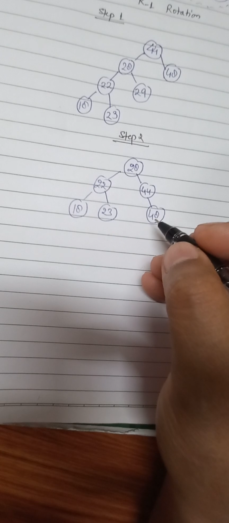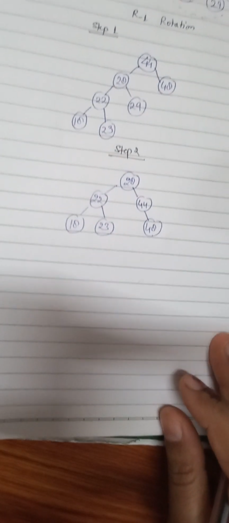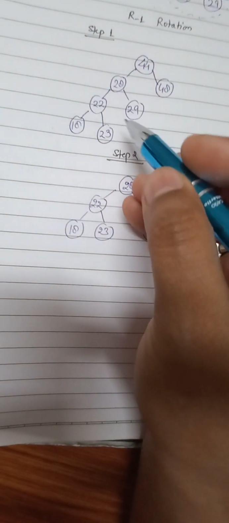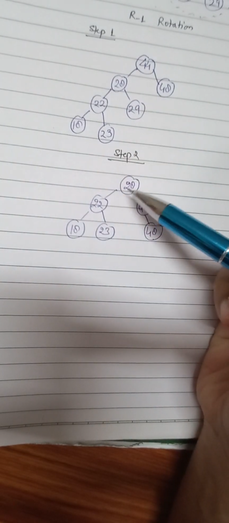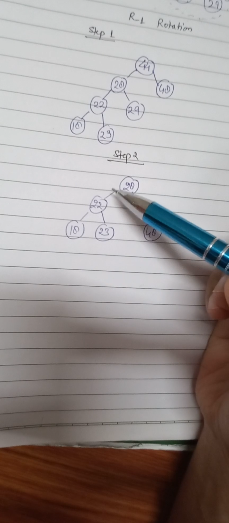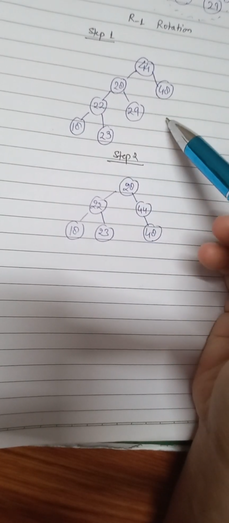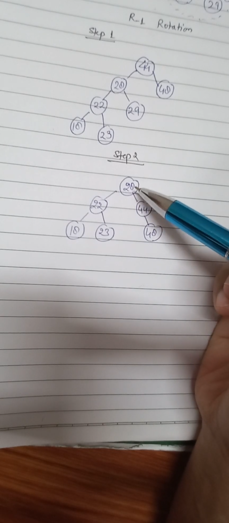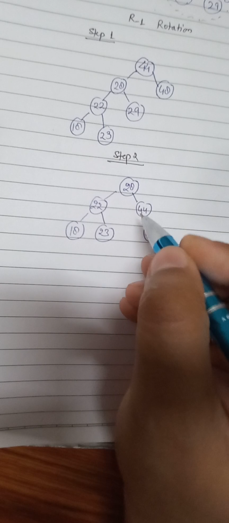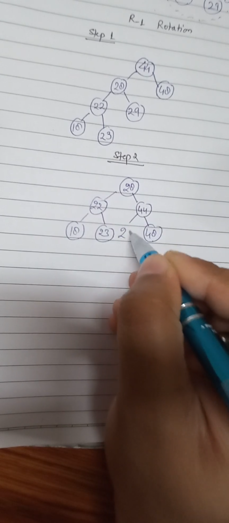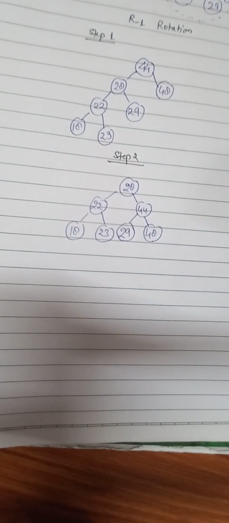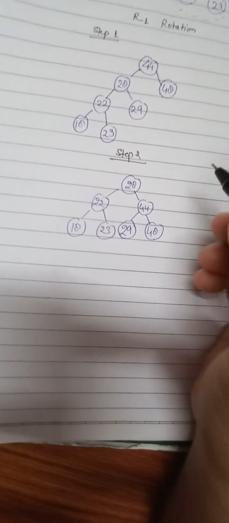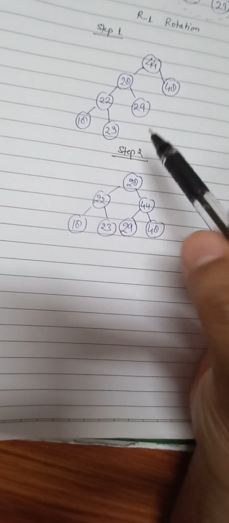So 48 there is, I think one more node is left, right? Correct. 29 is left. Because 28 is the root now, 29 cannot come on the left hand side, it can come on the right hand side only, because 29 is greater than 28 and 28 is the root. Again following the property of the binary search tree, it will come on the left hand side of the 44. So 29 will come over here. Now the rotation is completed.